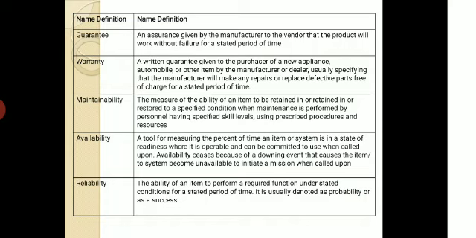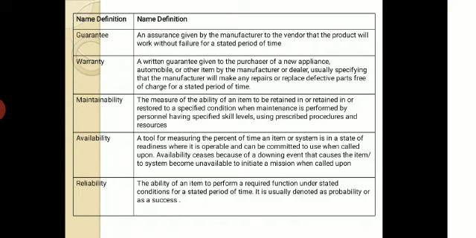Availability: a tool for measuring the percent of time an item or system is in a state of readiness where it is operable and can be committed to use when called upon. Maintainability is the ability of an item to be retained in the same condition. Availability is a tool for measuring the percent of time it is ready and available, considering the downtime, the maintenance time, and the repair time. So when it is available, that is availability, as a percentage of time.